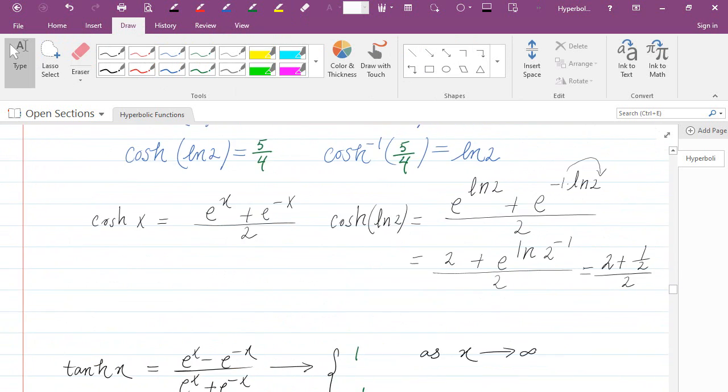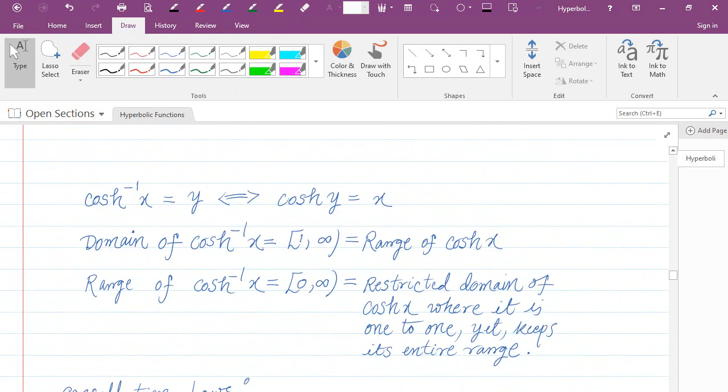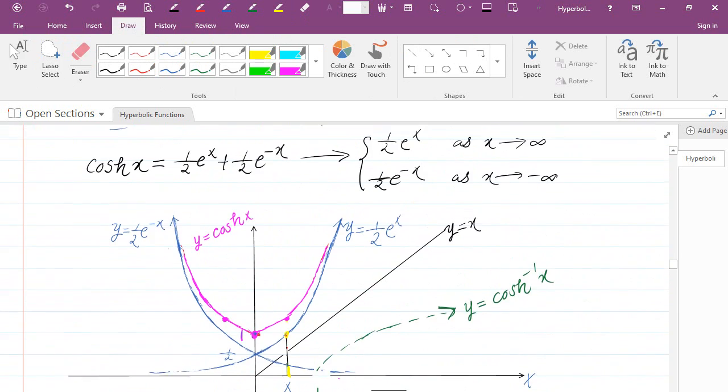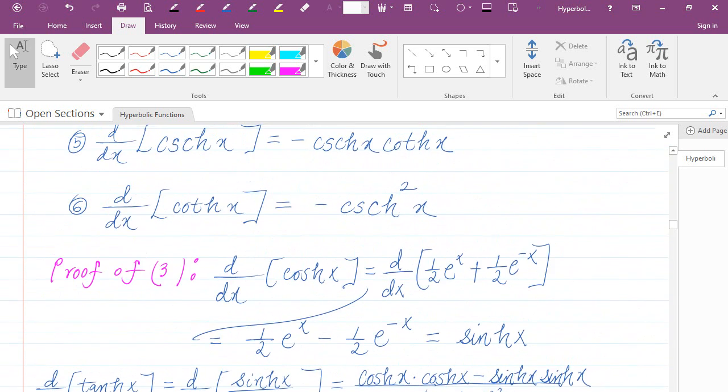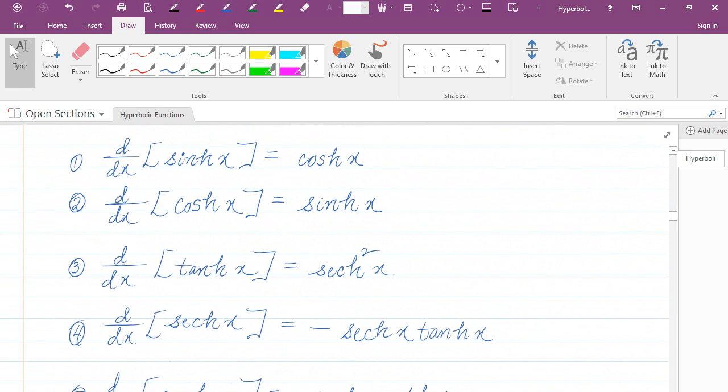Okay, so that's all I wanted to say about the hyperbolic cosine and its inverse function. We have already looked at its derivative formula.